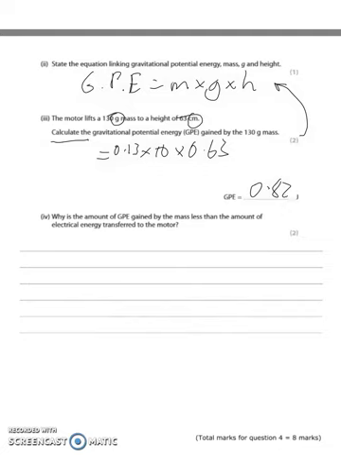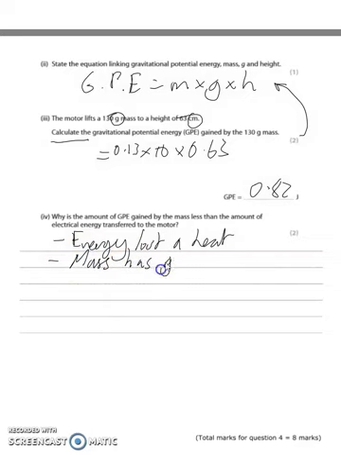Why is the amount of GPE gained by the mass less than the amount of electrical energy transferred to the motor? So this is just 2 marks. We're going to suggest some reasons. There are a few things you can say. Energy is lost as heat. Mass has also gained KE. We had to move it, so not all of it went into gravitational potential. Some of it went into moving it, so it has gained a little bit of KE.